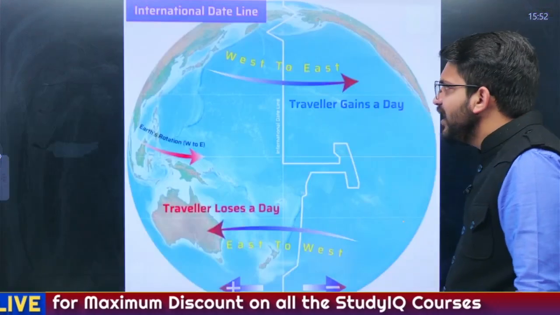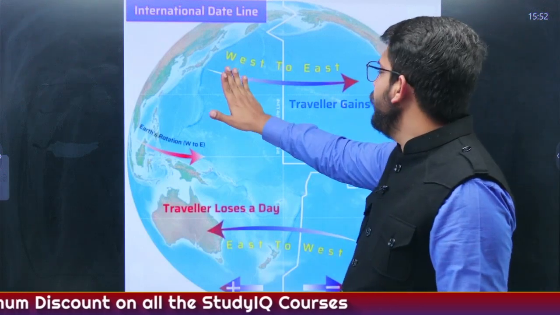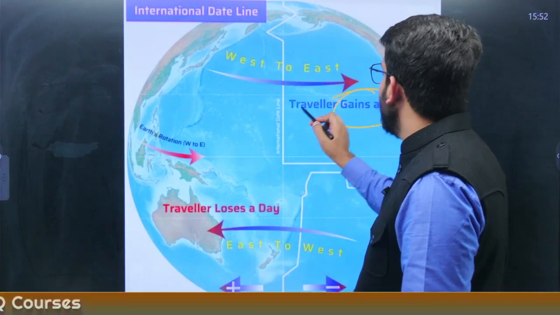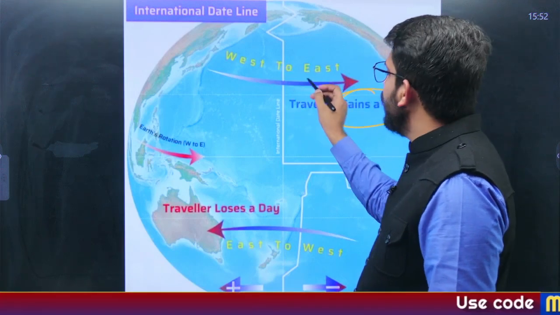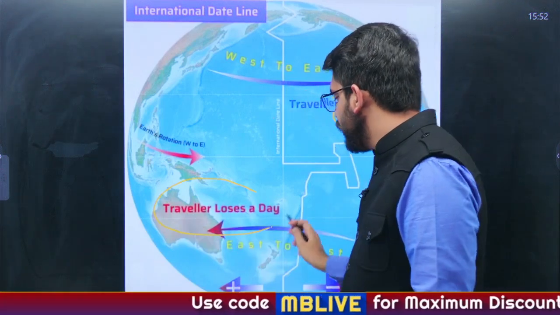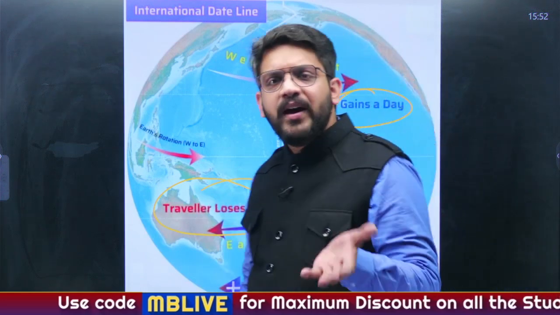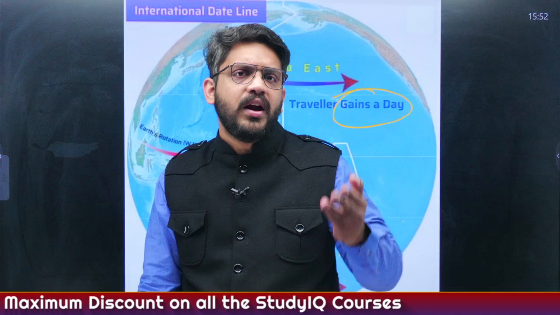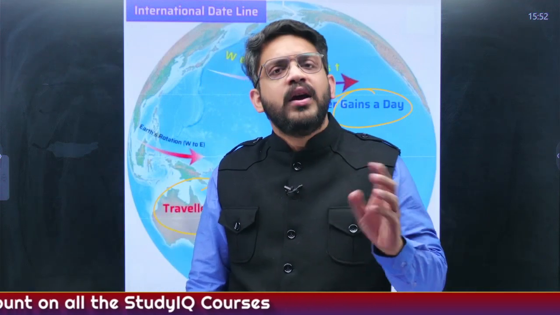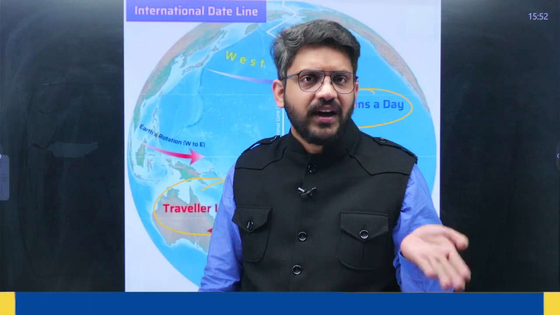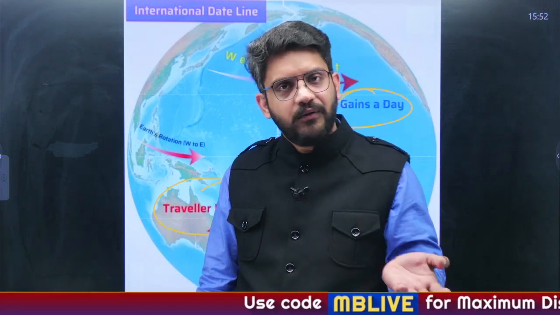This is the international date line. If you go from west to east, you will gain a day, and if someone is going in the opposite direction, that is east to west, you have to lose a day. Why? Just because of longitude. This is the 180 degree longitude, and if you cross the longitude, you will find that the date has changed. That is from 2nd of January to 3rd of January, and from 3rd of January to 2nd of January.